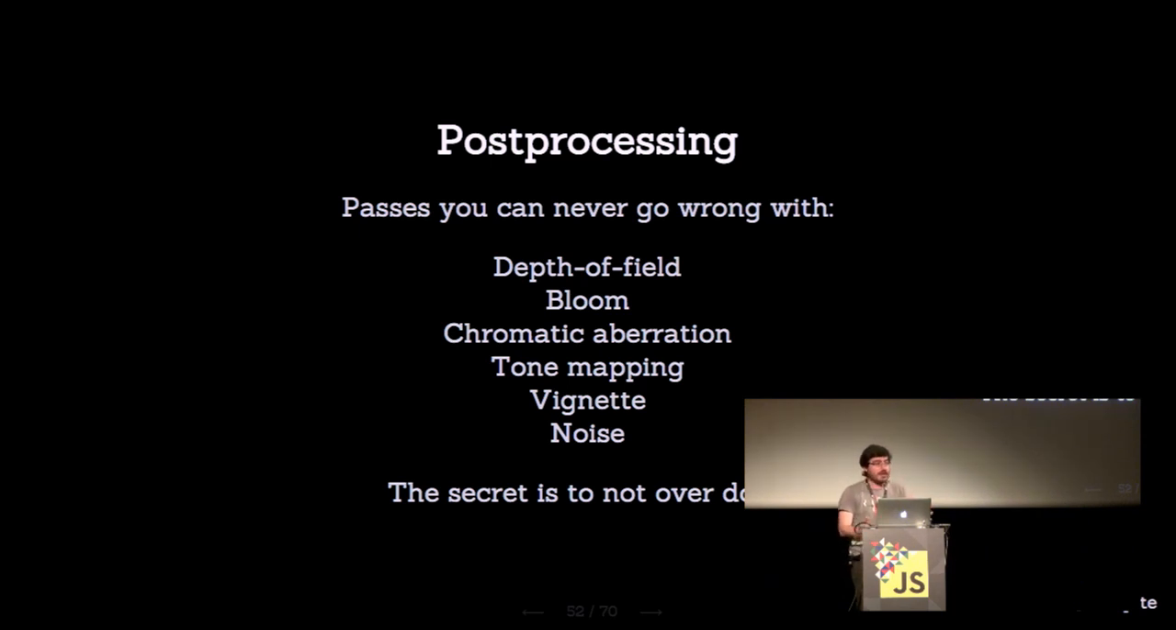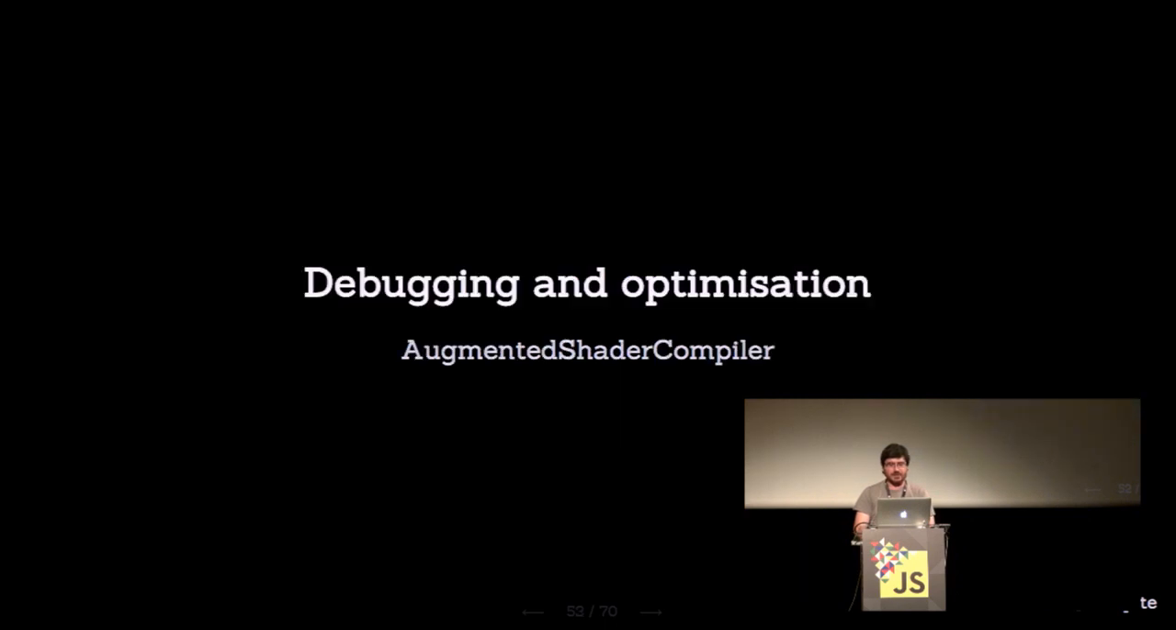Noise: it's interesting that we want to have the best looking CGI image, but actually adding noise makes it more real to our eyes. So basically the secret is not to overdo it. Everything has to be subtle. We know as developers that when we have something, we want to show it, but subtlety is the key with this kind of effects.